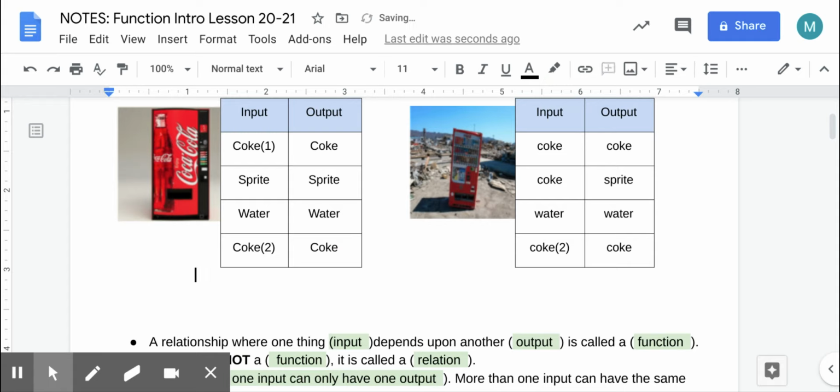So let's come back up here. I'm going to label each of these tables so when I come back and use these as notes later, I can tell, hey, we called this one a function because each time I hit a button, I got the output I expected. We're going to call the other one a relation because it's not a function. I hit this Coke button and I got two different answers.